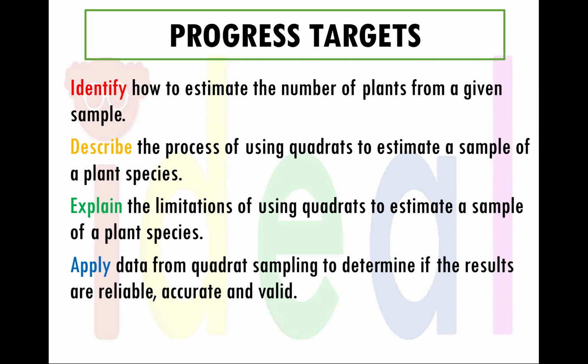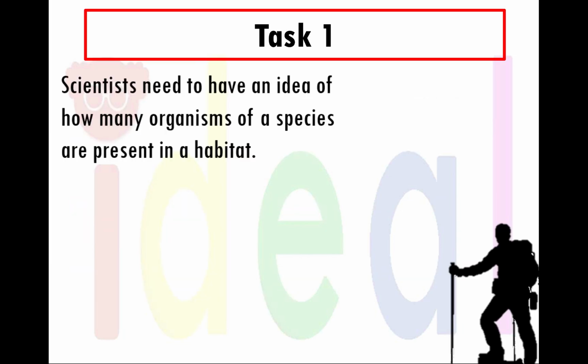So we're going to identify how to estimate the number of plants from a given sample. We're going to describe the process of using quadrats to estimate a sample of a plant species. We're going to explain the limitations of using quadrats to estimate a sample of plant species and apply data from quadrat sampling to determine if the results are reliable, accurate and valid. So let's get started then.